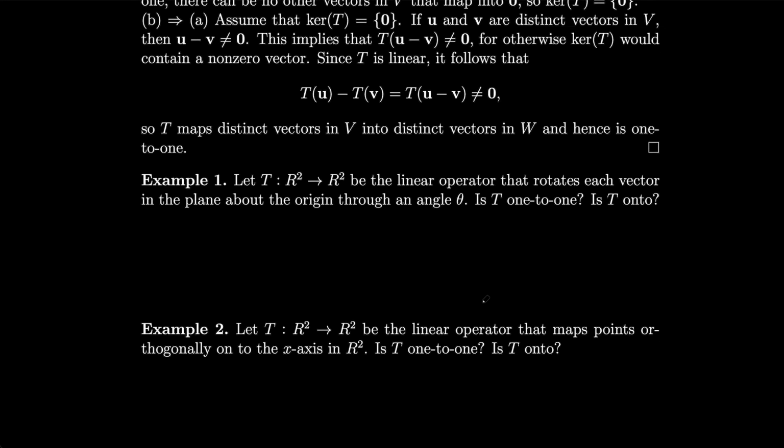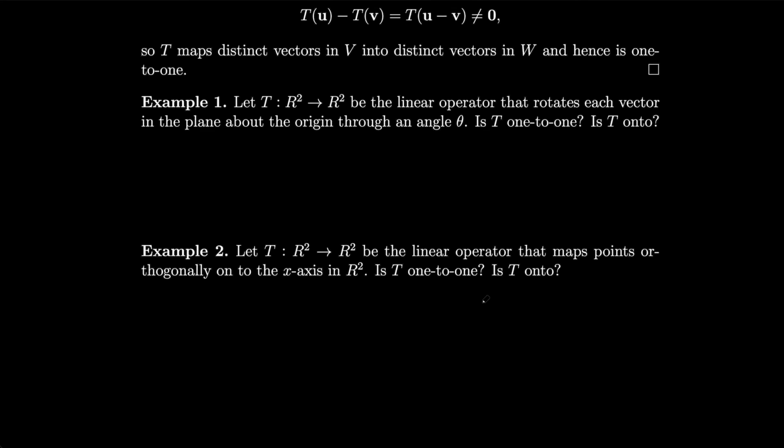Let's do an example. How about we let T from R2 to R2 be the linear operator that rotates each vector in the plane about the origin through an angle theta. Let's determine if it's one-to-one and onto. So first, how about we draw what's going on here? We have an xy axis, and we have, let's say, some vector u. So that rotates to another vector tu. So here's u, here's tu, and that goes through an angle theta.